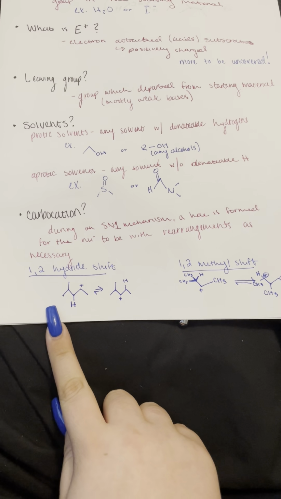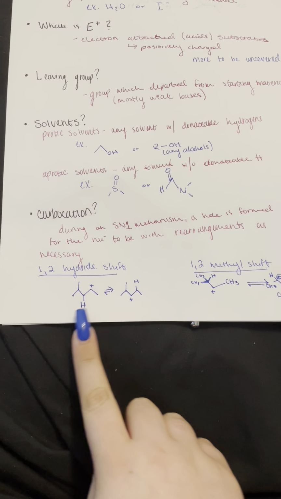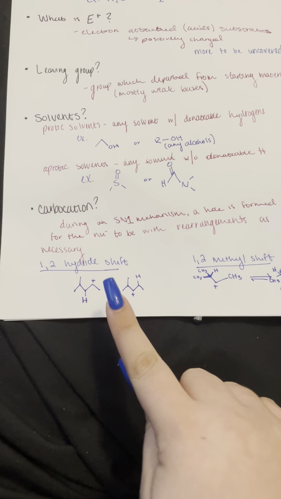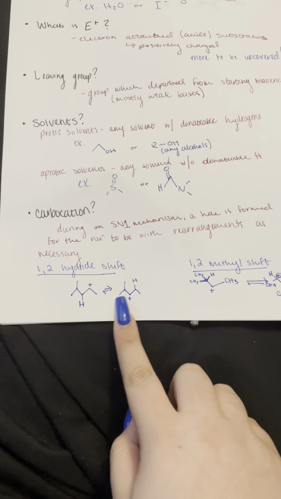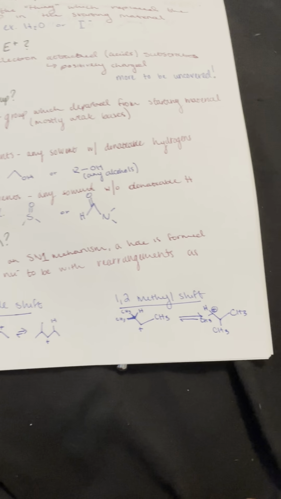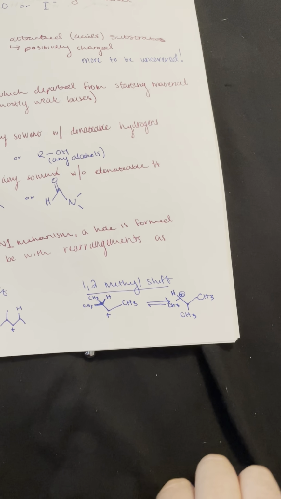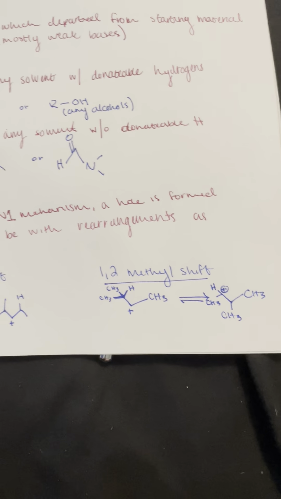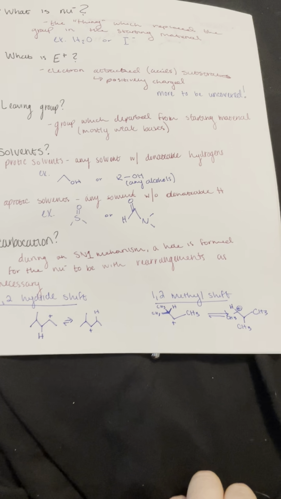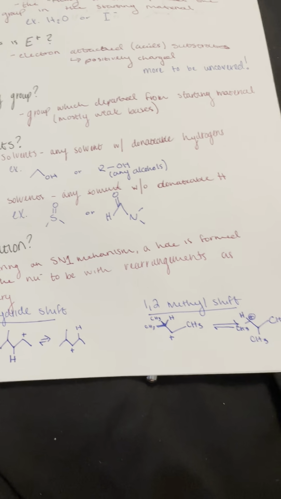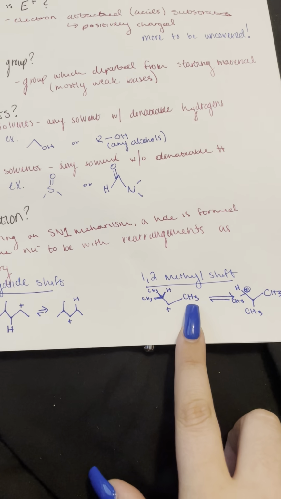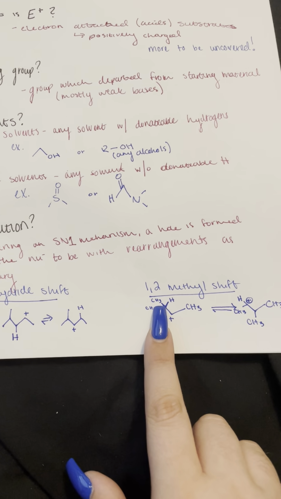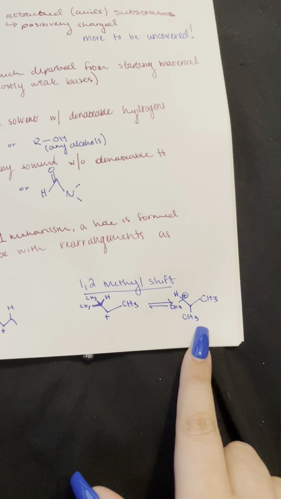Now, a 1,2 hydride shift is basically in which you see the hydride is flipped with the hole. And the 1,2 methyl shift is the other type of carbocation rearrangement, in which instead of a hydride, it is a methyl. So the CH3, here's the hole, here's the CH3 in which it's switched with, and you can see the resulting product.